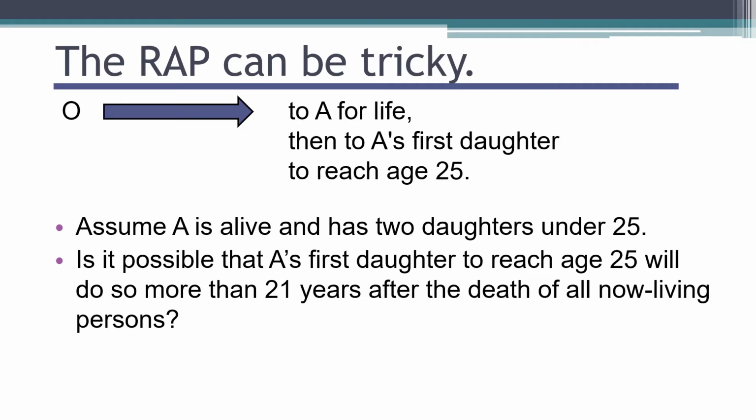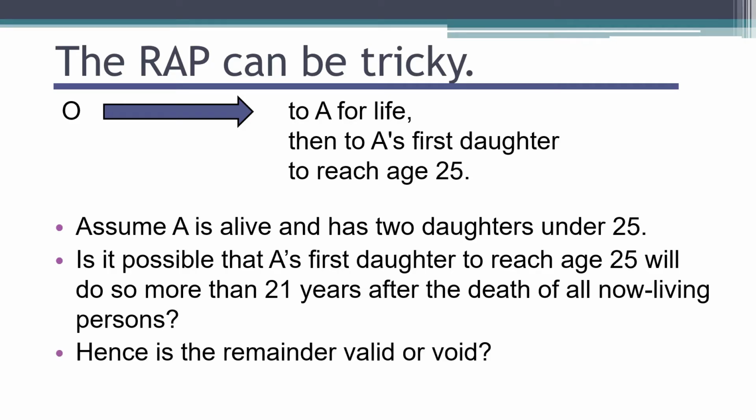Well, it's absolutely possible. The result is that even if we use the two existing daughters as measuring lives, we can't make the remainder valid, and we can't use the daughter who actually might reach age 25 but hasn't been born yet because she isn't a life in being. Therefore, the only practical life we have left is A's life, and obviously A might have a daughter who reaches age 25 more than 21 years after A dies. So the bottom line is that the remainder is void. What do we do when we find a void one? We cross it out. We treat it like it never existed.